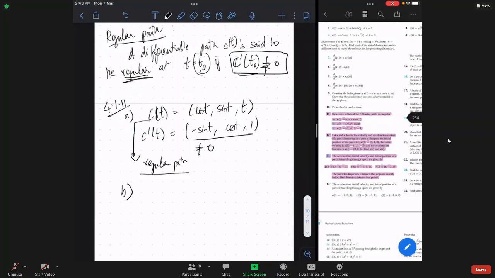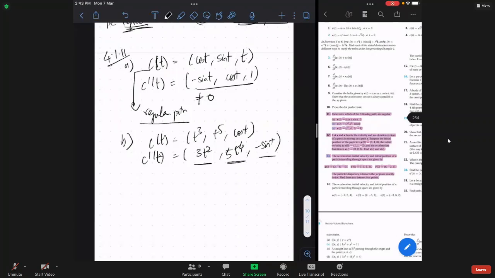And let me do B also. B is c of t equals t cube, t power 5, cos t. c dash of t is 3t square, 5t power 4, and minus sin t. As you can see, if I substitute, say, t equal to 0, I get this as 0, this as 0, and my sine is also 0. So it becomes a 0 vector. Since it becomes a 0 vector, my c dash of t is not non-zero for all values. Because of this, my c of t path is not a regular path.